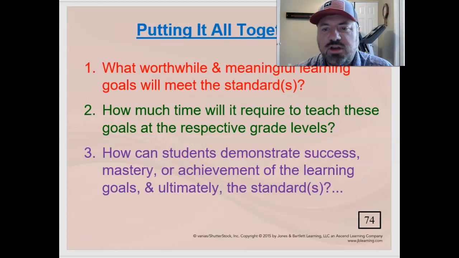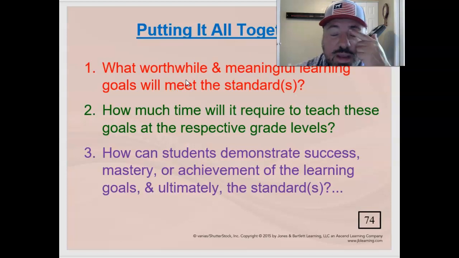So let's put this all together now. All right, so think of our whole chapter 4. We're going to pull it all together and even look back to chapter 3, which is designing quality physical education curriculum. So when we pull everything together, first look at what worthwhile and meaningful learning goals will help our students meet the standards. So you're going to look at your main goals.